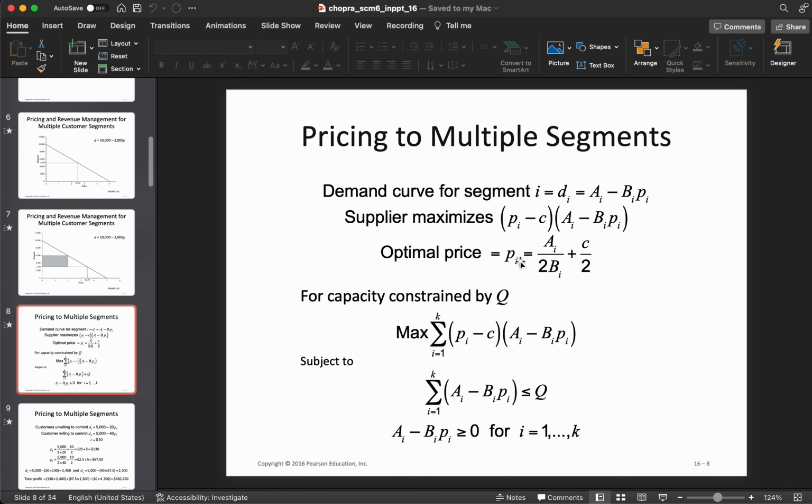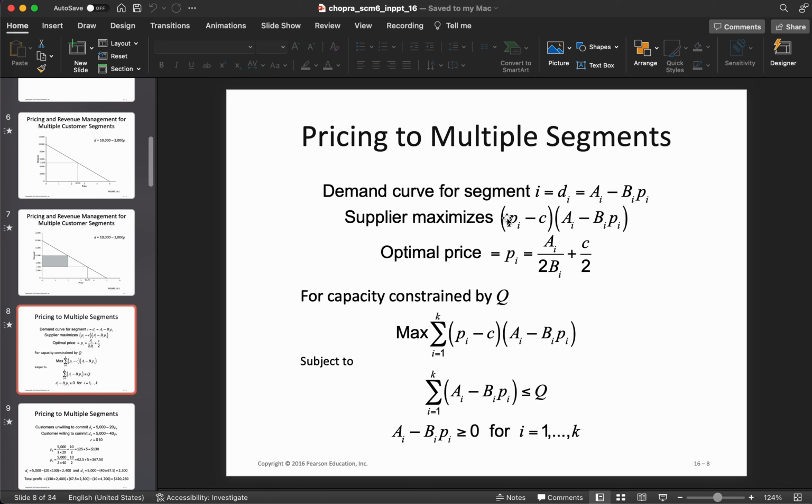So the price at which your profit gets maximized, assuming no capacity constraints, is Ai over 2 times Bi plus C over 2, where C is the cost per cubic foot. Now, the one thing I said before that is wrong is I said that C is a $9,000 cost. That's not true. 9,000 is a fixed cost for the whole thing. C is a variable cost that depends upon the number of cubic feet you rent out. So it's a variable cost and not the fixed cost. Just keep that in mind.